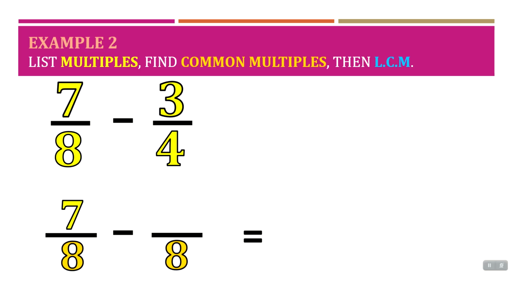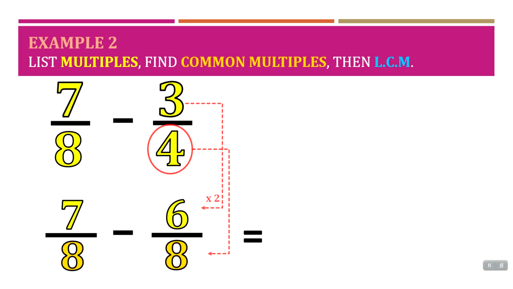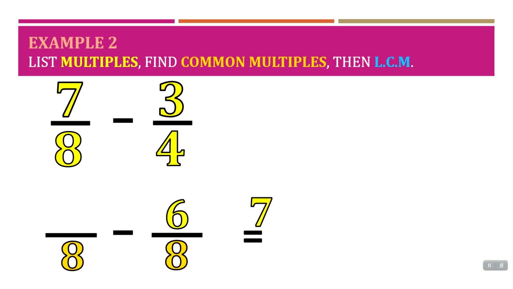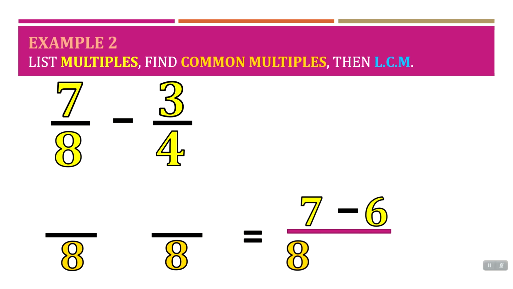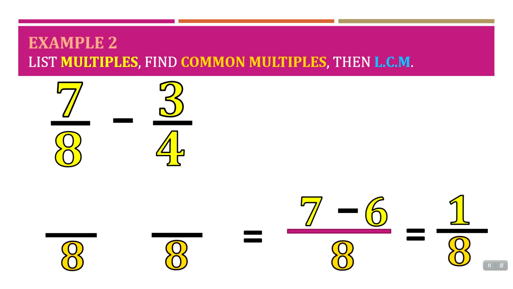Now we look at 3/4 and we say 4 times what gives us 8? We know 4 times 2 is 8, and we do the same thing with 3. 3 times 2 is 6. We've changed 3/4 into 6/8. Now we have like fractions and we can do the math. 7 take away 6 as our numerator, and we keep the same denominator of 8. We know 7 take away 6 is 1, and we keep the denominator of 8. Our answer is 1/8.